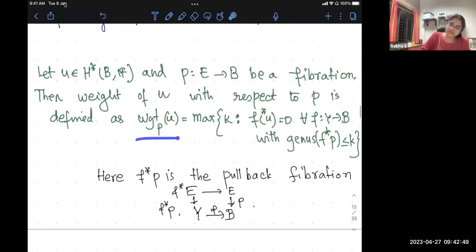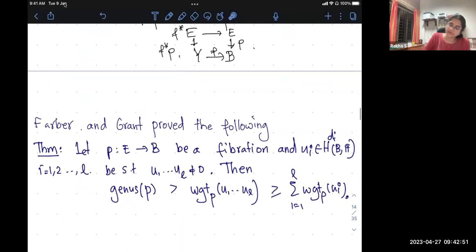For this definition, they were then able to show that if you take cohomology classes whose cup product is non-zero, then the genus of p is greater than or equal to the weight of their product, which will always be greater than or equal to the sum of their weights. Right?